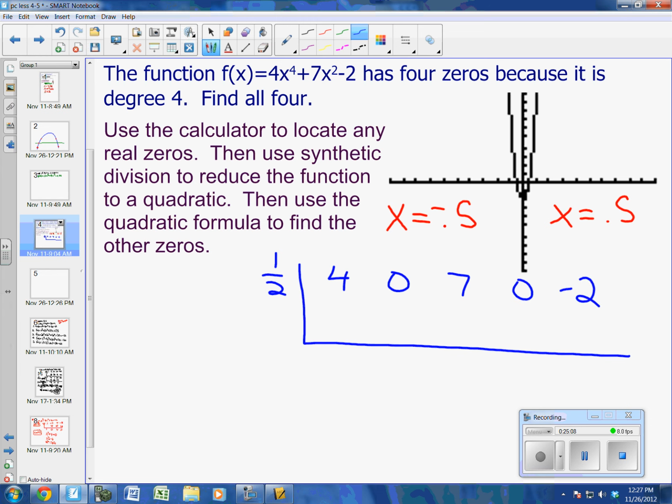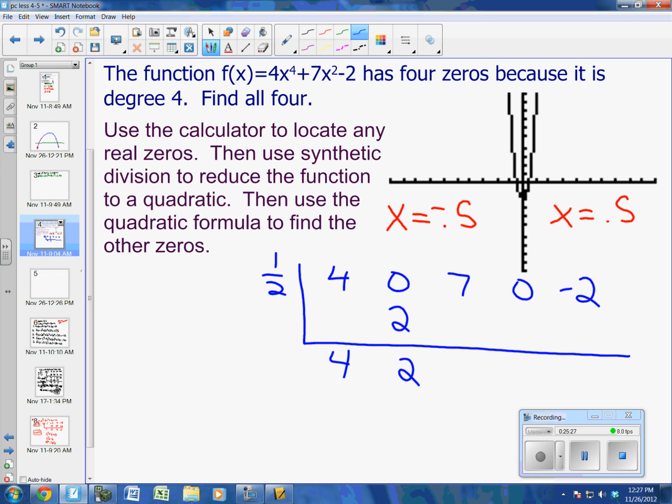Does everybody agree with that? Yeah. Okay, bring down what number? 4. And we're ready to start our synthetic division. Okay, so 1/2 times 4. Just what's 1/2 of 4? 2. Add, what do I get?